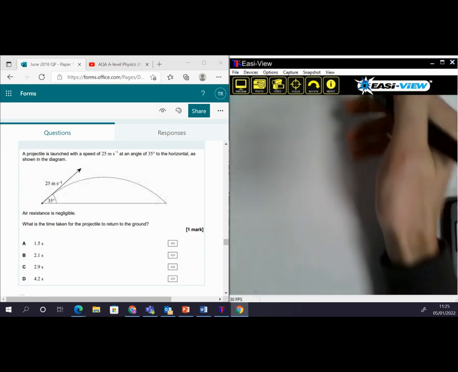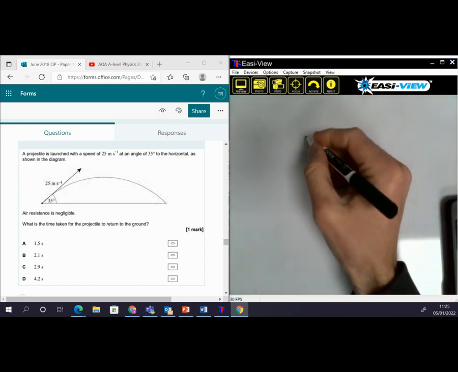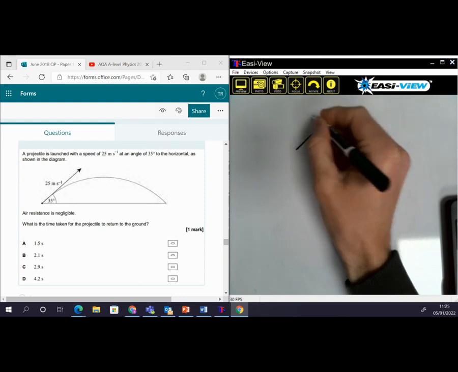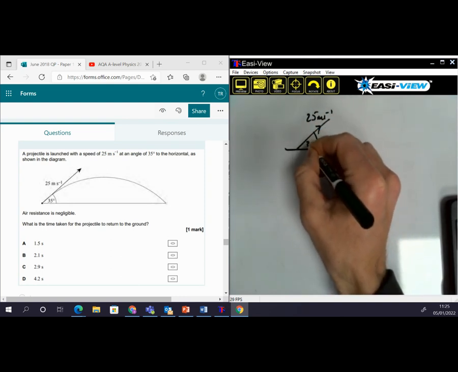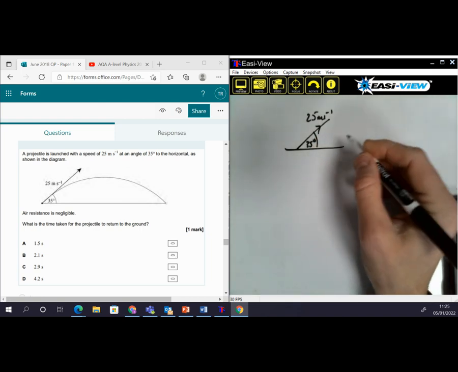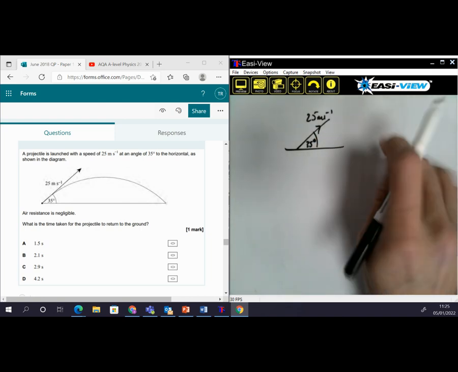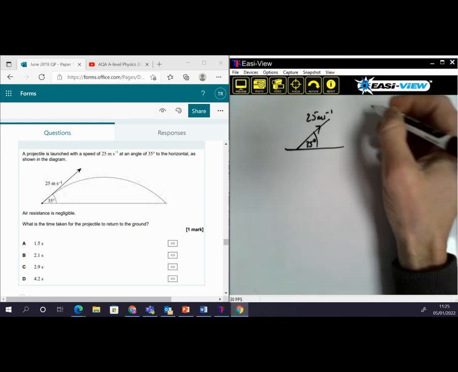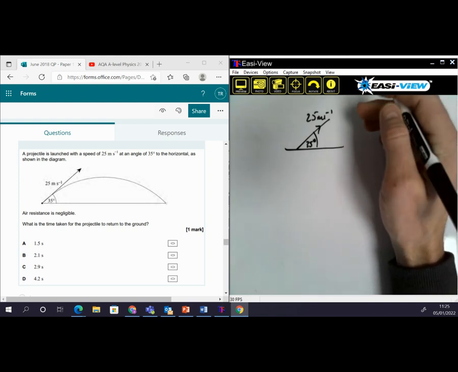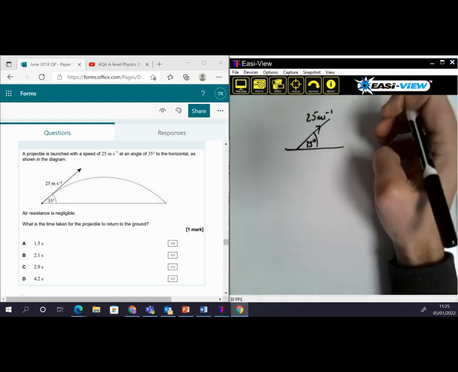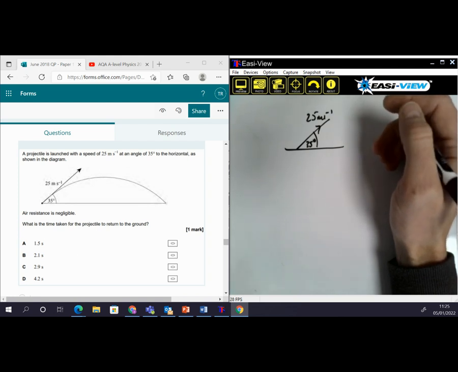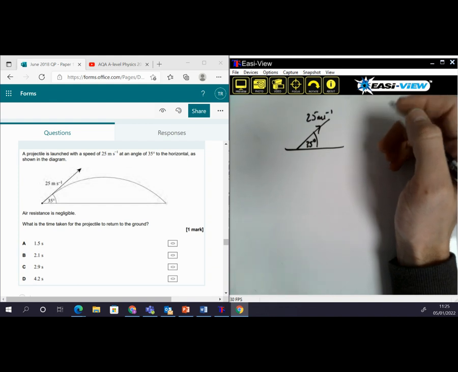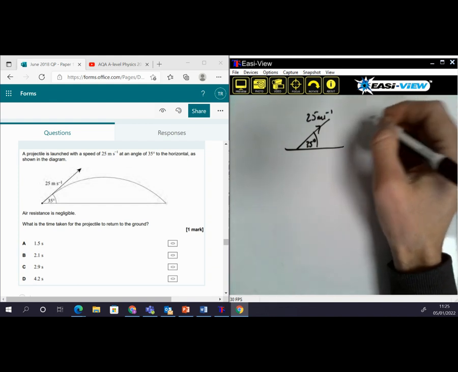degrees. So if I sketch that for myself to help my working, we've got 25 meters per second, and the angle is 35 degrees. Now, I can work out the vertical component of velocity. It's the vertical component that we're interested in to work out how long it is in the air. The horizontal component, although it affects how far it goes, doesn't affect the time it's in the air for.